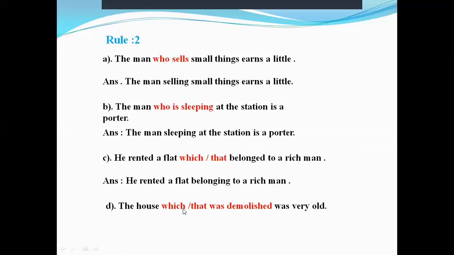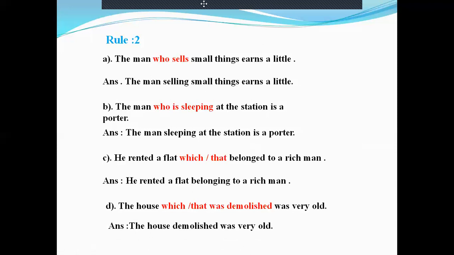D. The house which was demolished was very old. Here the house is the subject, which is a relative pronoun, and demolished is the past participle form of the verb. If you find such a structure in a complex sentence, you just omit which, that, and the be verb. Then the answer will be the house demolished was very old.